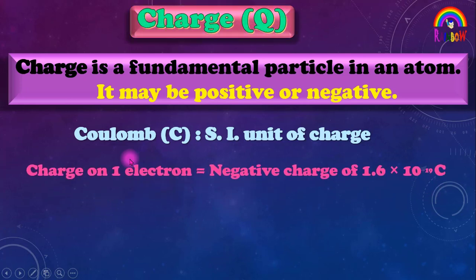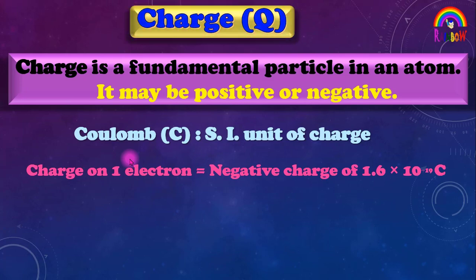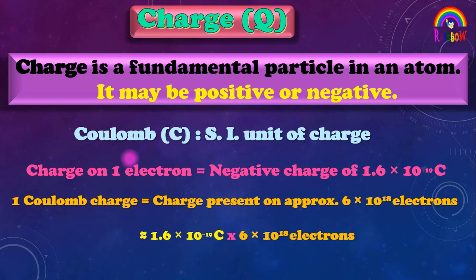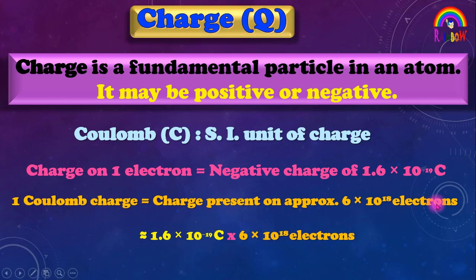We know that an electron possesses a negative charge of 1.6 × 10^-19 coulomb. So, 1 coulomb of charge is equivalent to the charge contained in nearly 6 × 10^18 electrons.